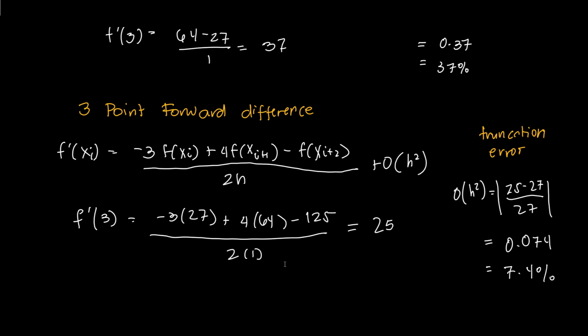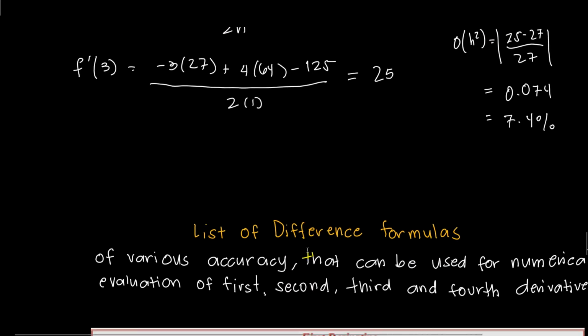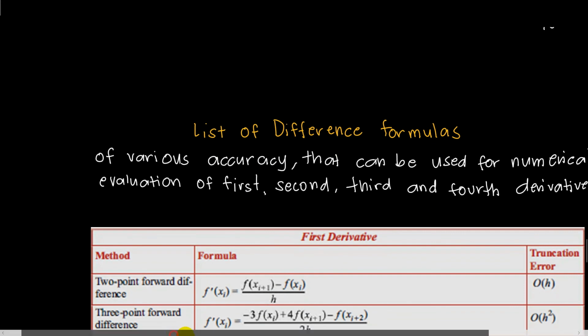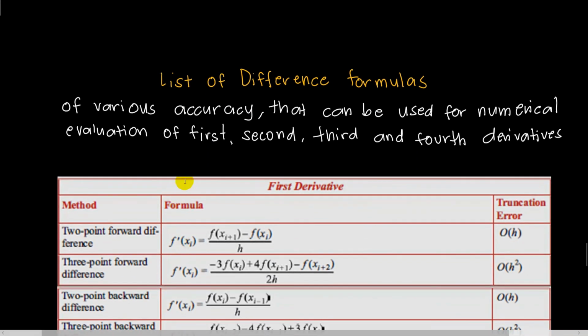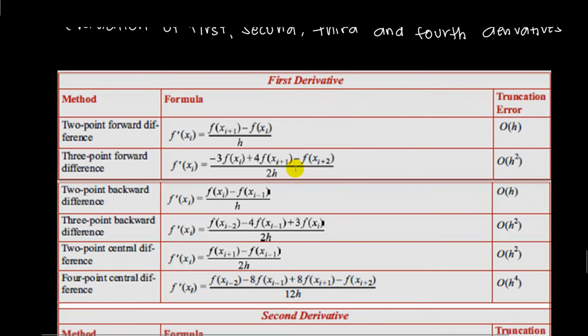For problems requiring higher order of derivative, we can use the formulas listed on this table. Here is a list of different formulas of various accuracy that can be used for numerical evaluation of first, second, third, and fourth derivative. What we've discussed earlier is the difference formulas on the first derivative. When you want to solve using the second derivative, here are some formulas that you might use.